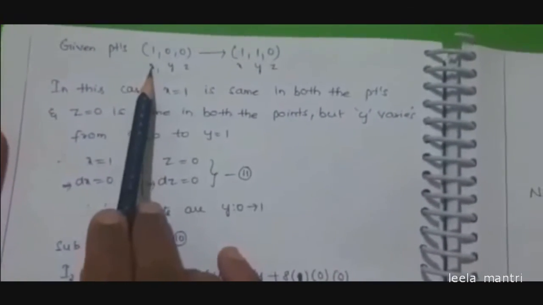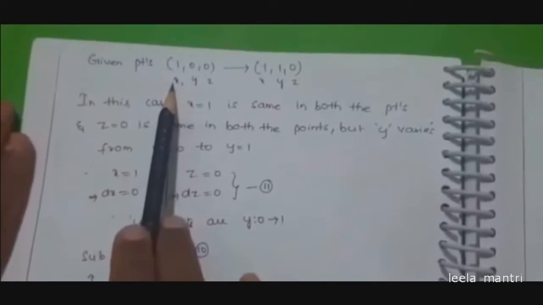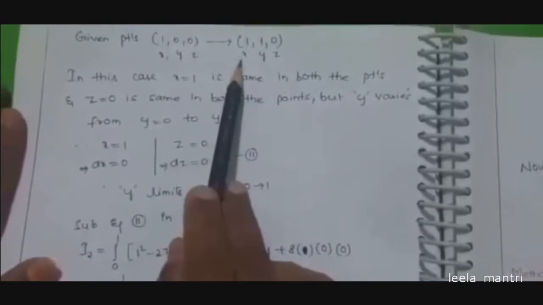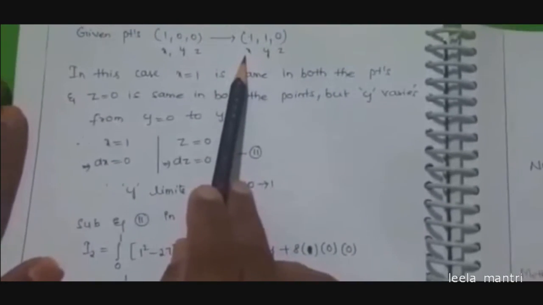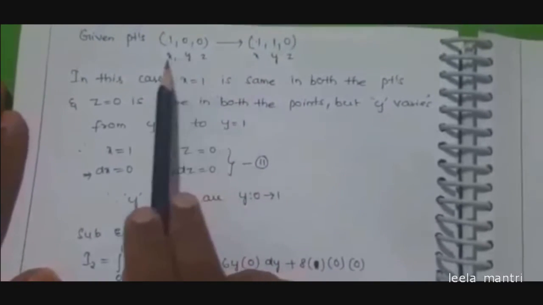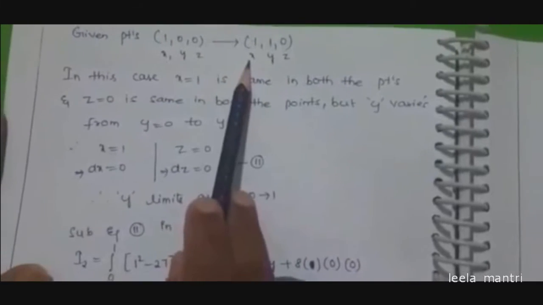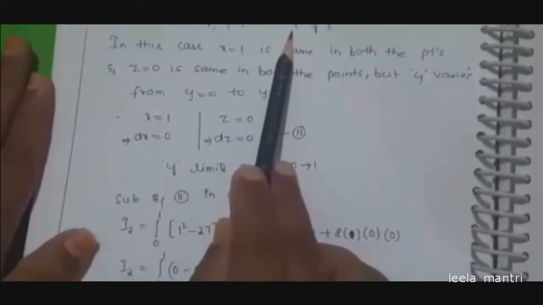Means from these 2 points, if we observe, x is equal to 1 in the first point and in the second point we are having x is equal to 1. From both the points we are having the common value of x as 1. So wherever you are getting x, you can substitute x is equal to 1, and find out the respective derivative of x.